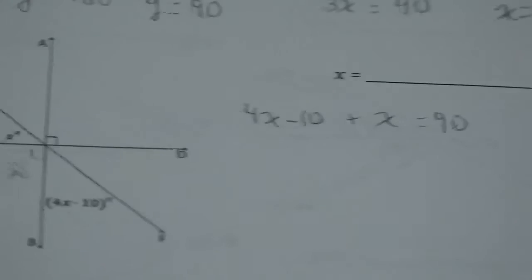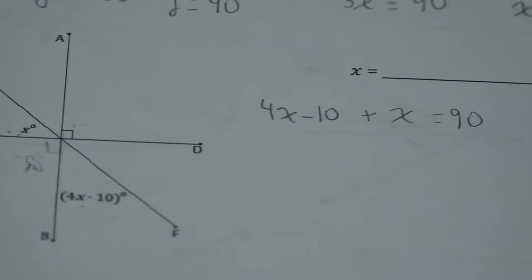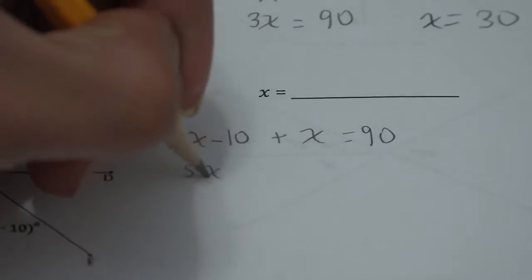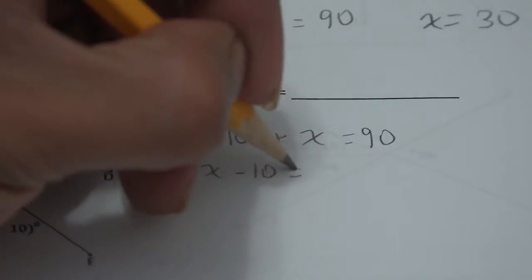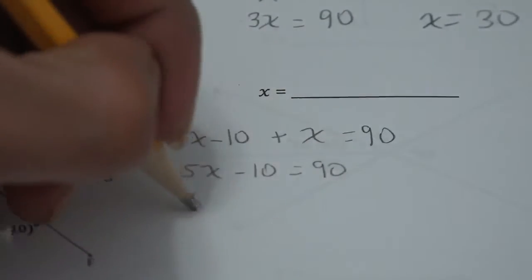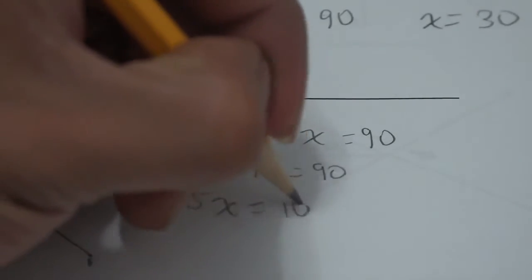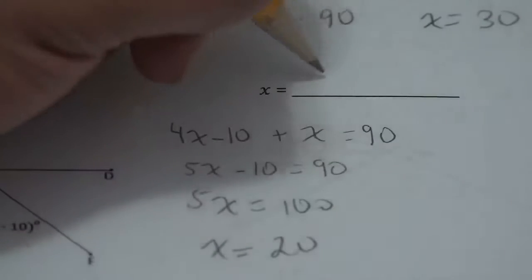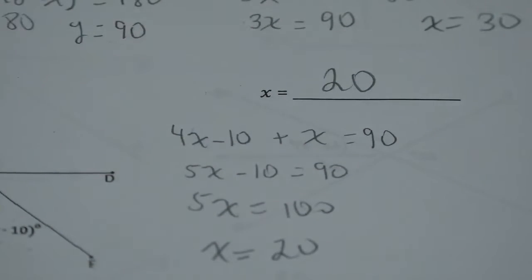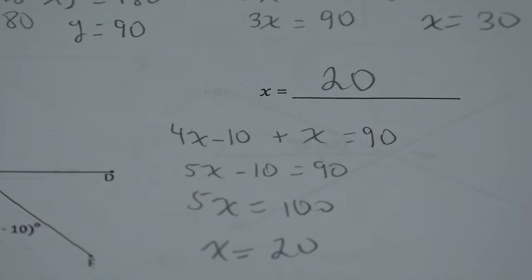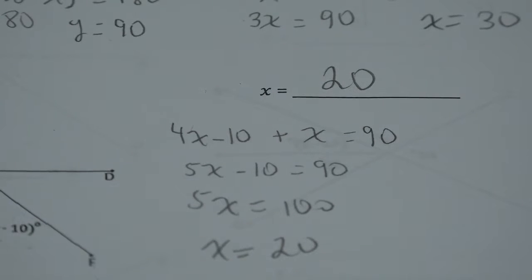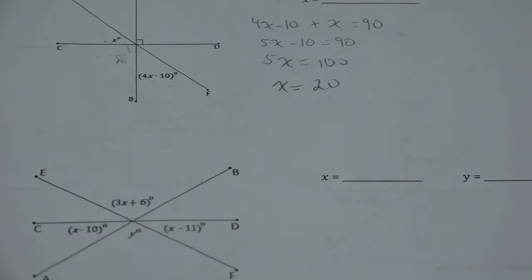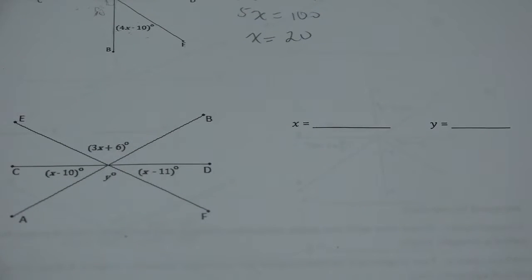As I said before, I could add them all up and equal them to 180 if I wanted to. Alright, so 5x minus 10 equals 90. Add 10 to both sides and you get 5x equals 100. Divide by 5 and you get x equals 20. Alright, so in the next problems, I'm not gonna be showing as much work as I did right now. I'm just gonna tell you what happens.